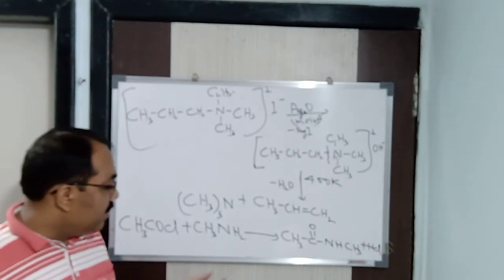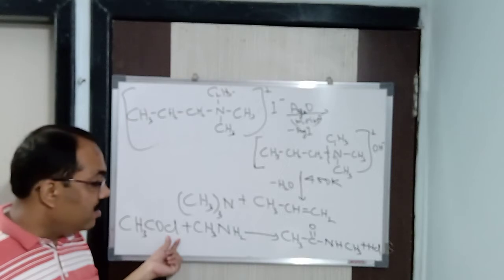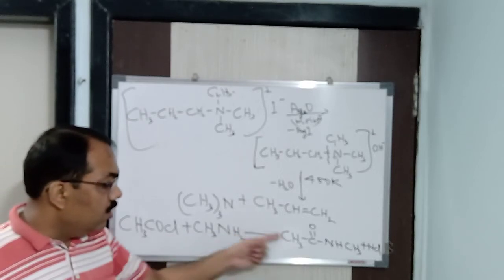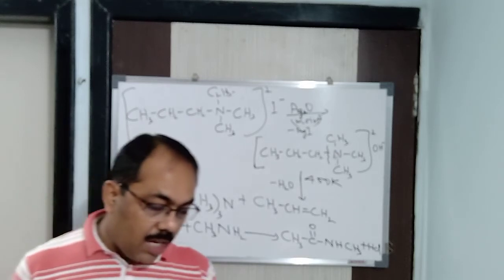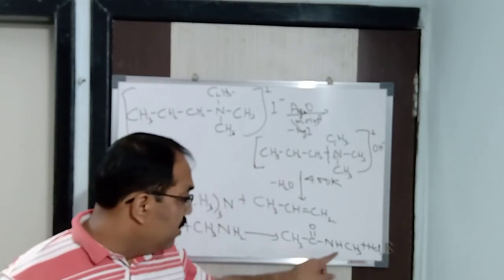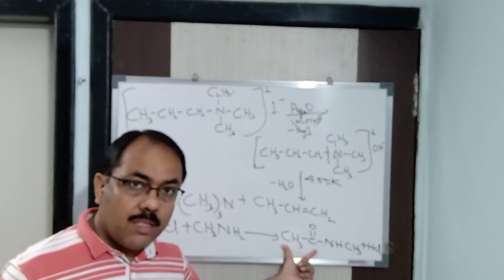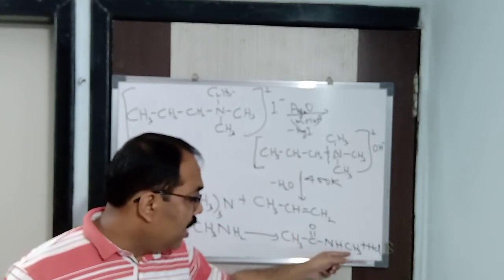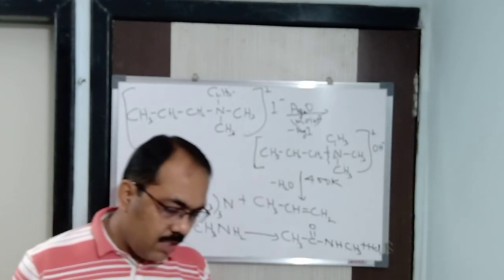CH3CO NHCH3. I said from here one hydrogen and here one Cl, so HCl will be released. CH3CONHCH3, what is the name? N-methyl ethanamide. Two carbons are there, so it is N-methyl ethanamide or N-methyl acetamide. We can say that. Clear?